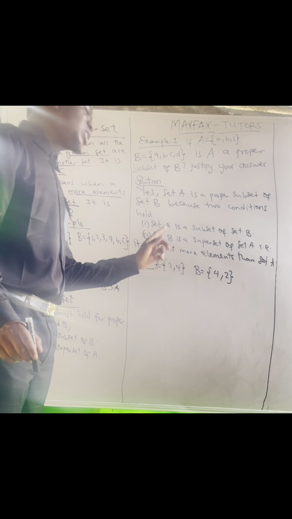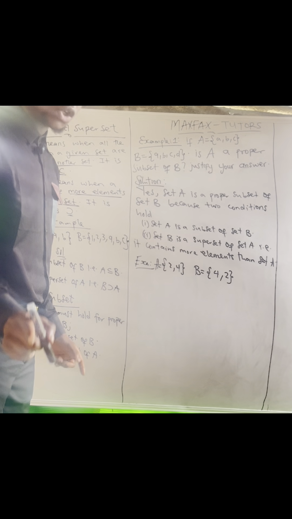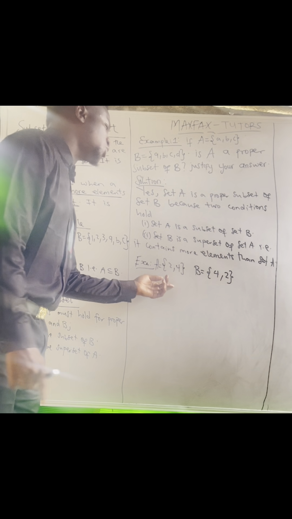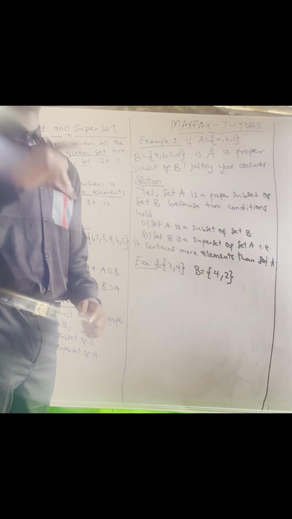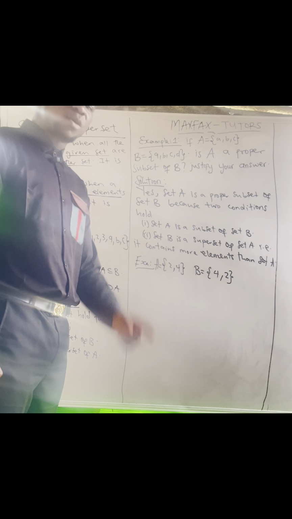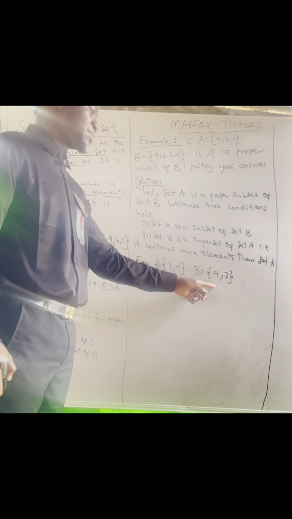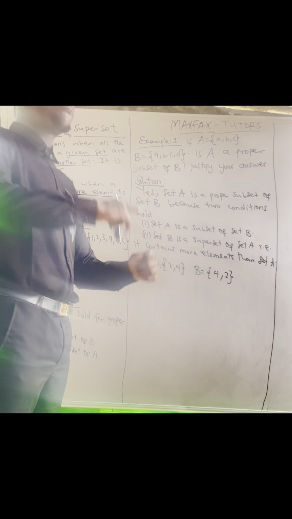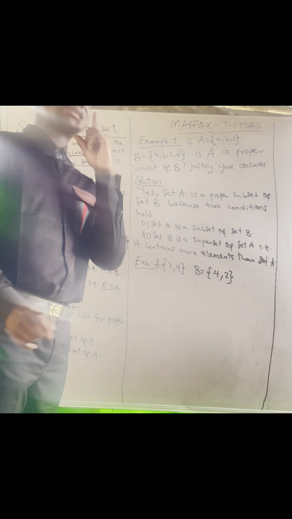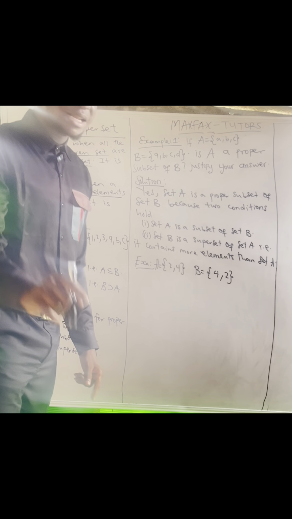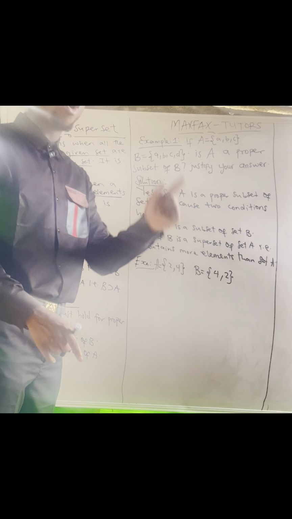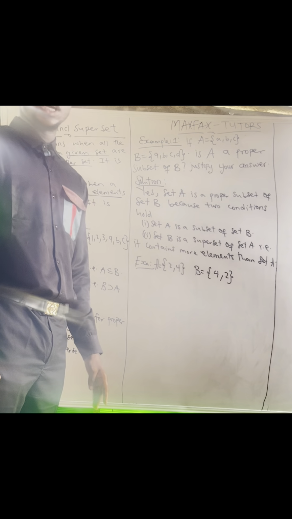Set A is not the proper subset of set B, because although set A is a subset of set B, set B is not a superset of what? Set A. So before set A will be a proper subset of set B, firstly, set A must be a subset of B. Secondly, set B must contain more elements than what? Than set A. Do you get that now?